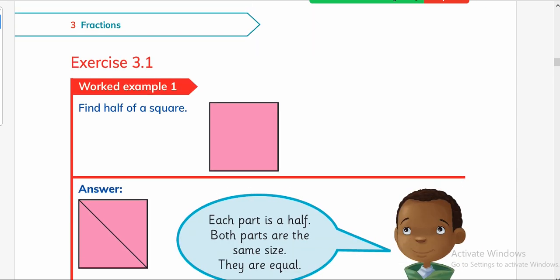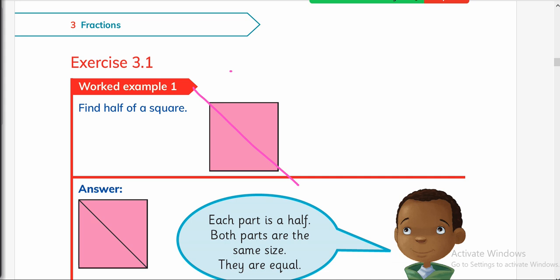Okay, find half of a square. Is there only one way to make a half? No. There are so many ways to make a half. If we cut it from the center, it is half. If we cut it from here, it is, sorry, from here. No. This is the right line. If we cut from here, it is the half, or even this is the half, or this is the half. There are so many ways to find a half.